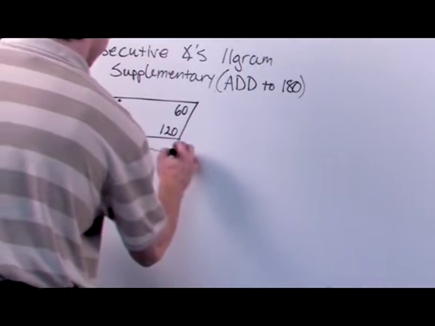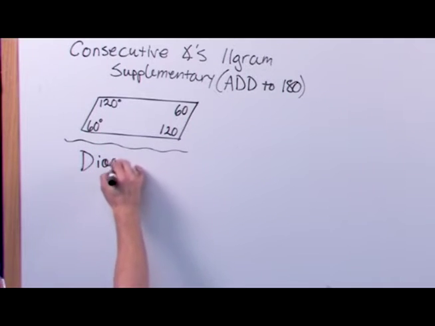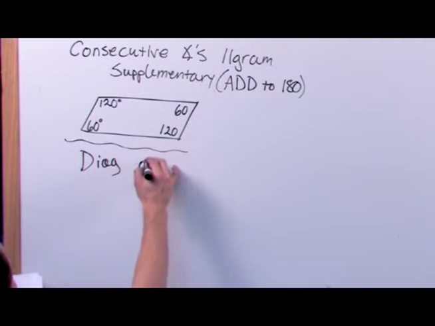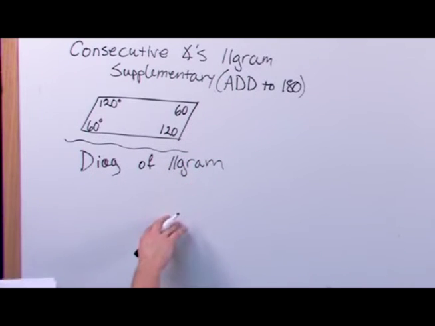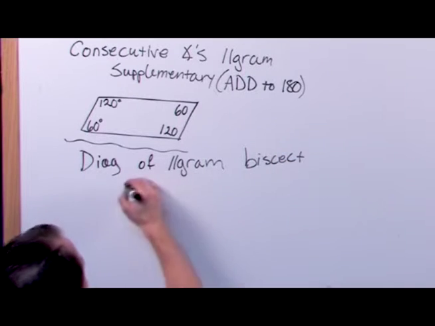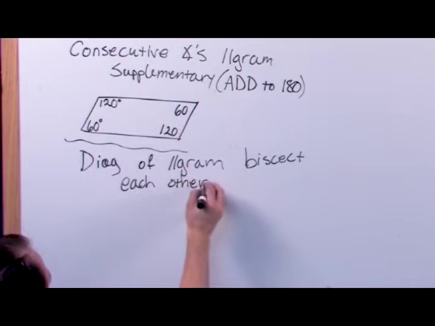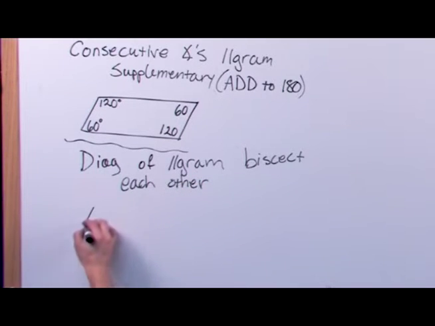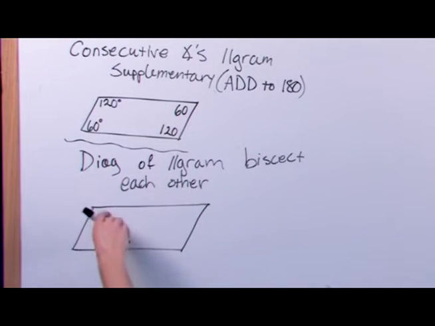And let me write another one down here. Diagonals of a parallelogram bisect each other. And I'll show you what I mean by that right here. What I'm trying to say here is that if you have a parallelogram, diagonals are the lines that go from one corner to another. So let me draw in a different color and show you what I'm talking about here.